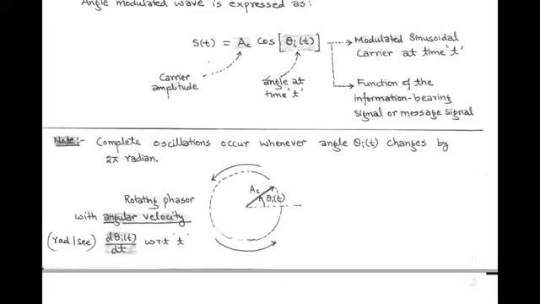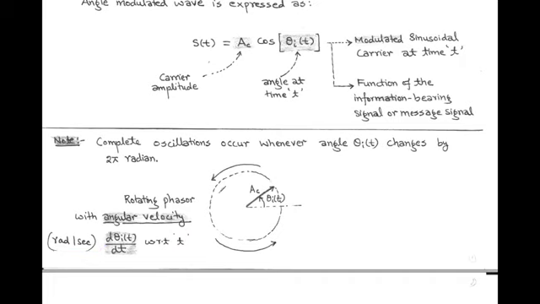In this there is an angle, and this can be represented in phasor form. Here the carrier amplitude A_C rotates and completes its oscillation whenever the angle theta changes by 2 pi radian. So we can say that the angle modulated wave is a rotating phasor with some angular velocity, and this angular velocity is denoted as d theta_i upon dt with respect to time, and its unit is radian per second.